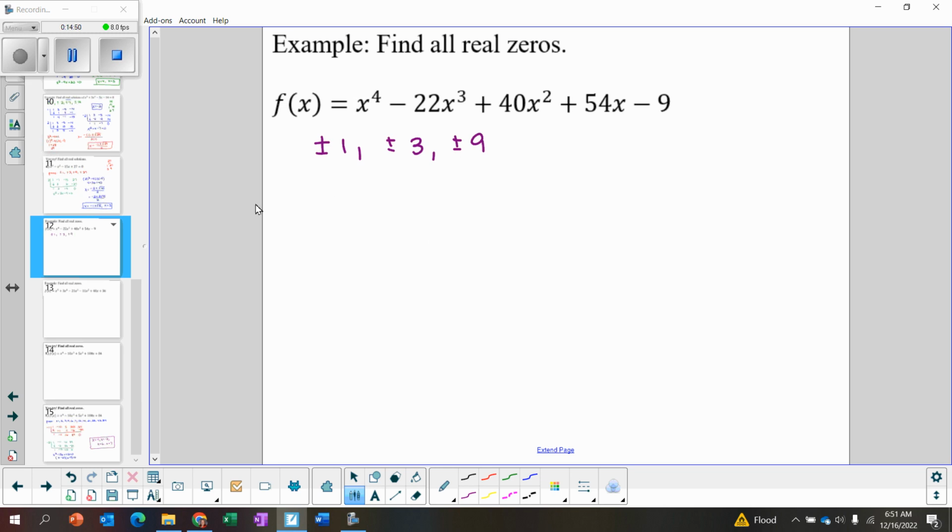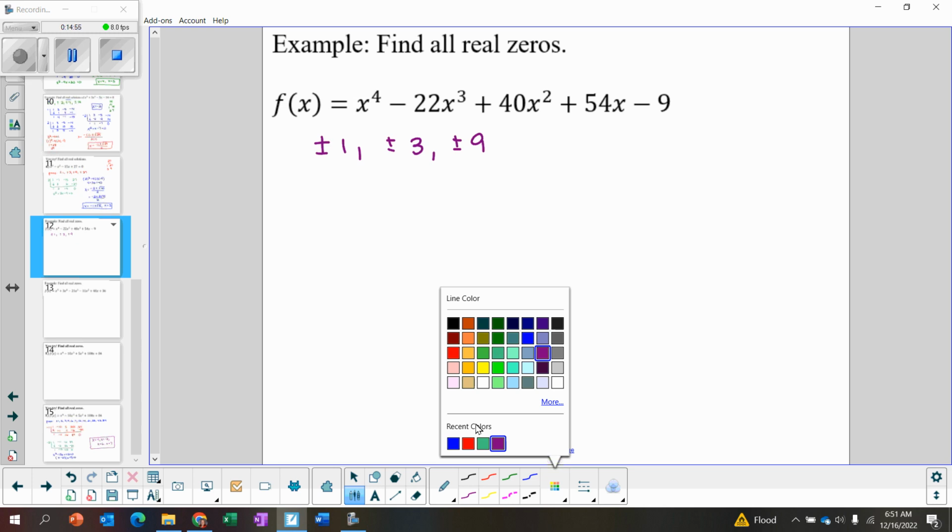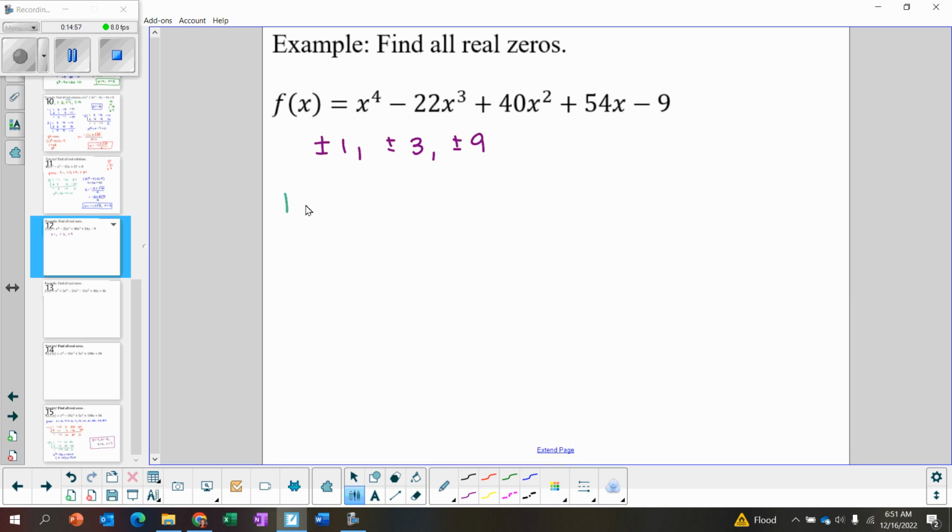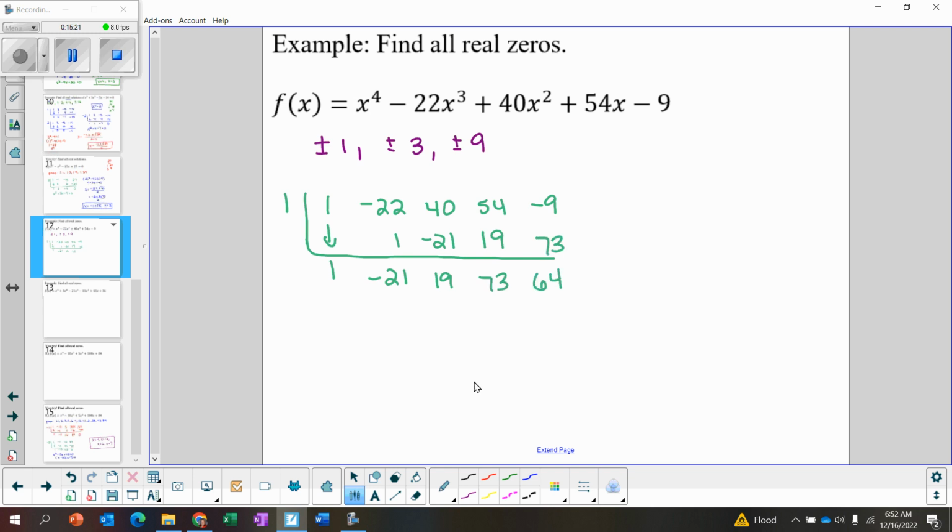So let's say I start with positive 1. So we're not missing any terms. 1 times negative 21, 1 times 19, 53, and then, so 1 does not work. So we could try negative 1.